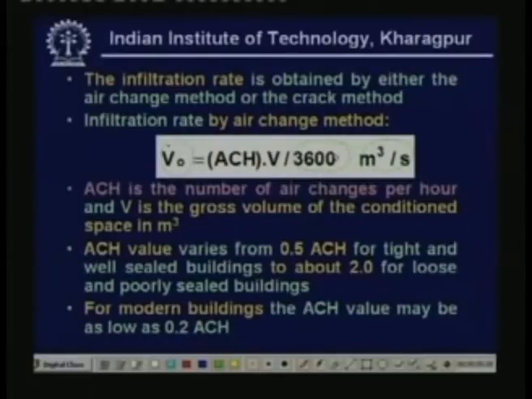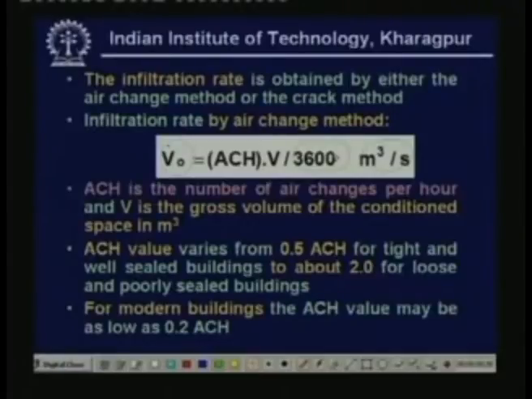It is observed that the air change values vary from 0.5 ACH for tight and well sealed buildings to about 2 for loose and poorly sealed buildings. It can be as low as 0.2 for modern buildings which are very tight. Modern buildings are generally designed not to allow any outdoor air, so they have very small infiltration rates. So, knowing the infiltration rate from the air change method, you can calculate the heat transfer rate due to infiltration.